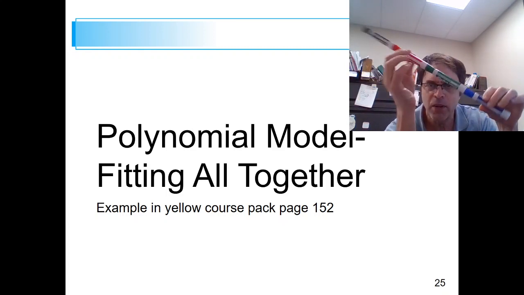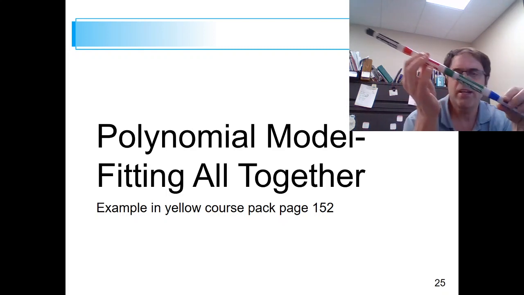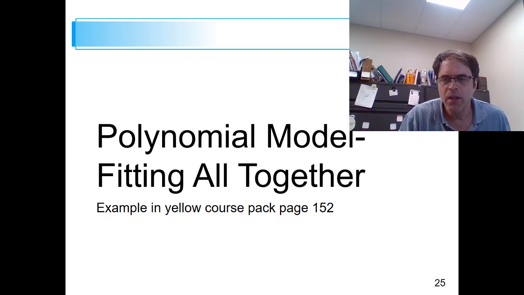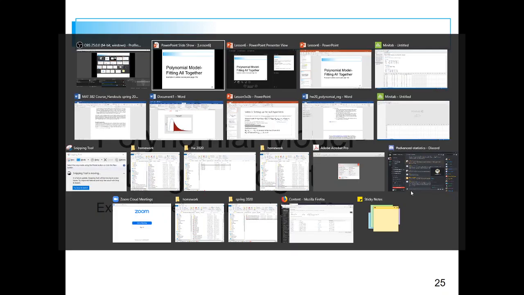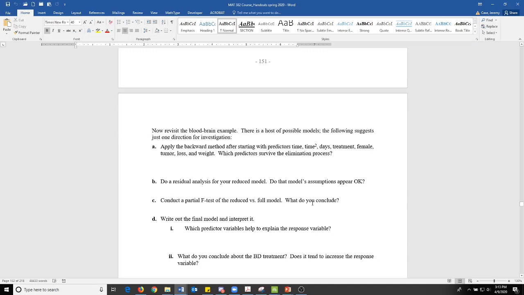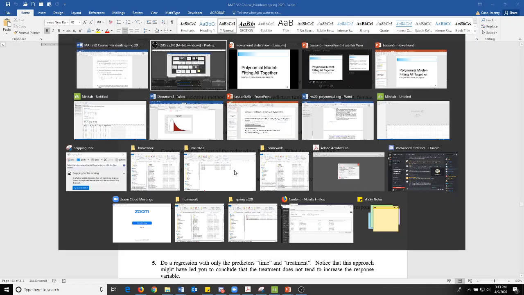So we're going to try to put it all together for polynomial regression. It's going to go a little quicker, but I think you can follow it. From your course pack, you can see on page 152, we're going to do these steps: apply the backwards method, do a residual analysis, conduct a partial F test, and then write out the final model and interpret it. So let's go ahead and do that.